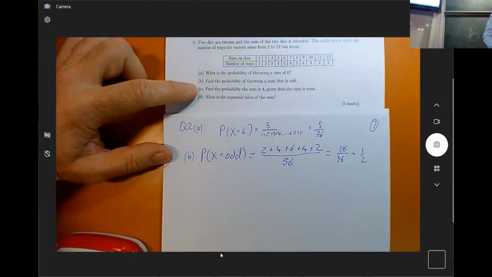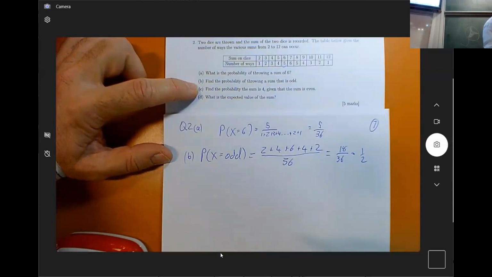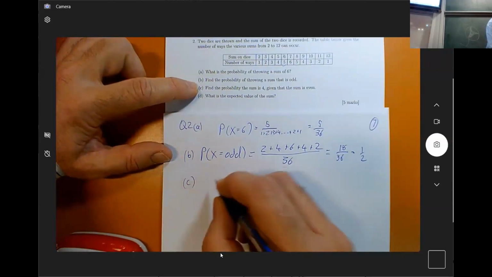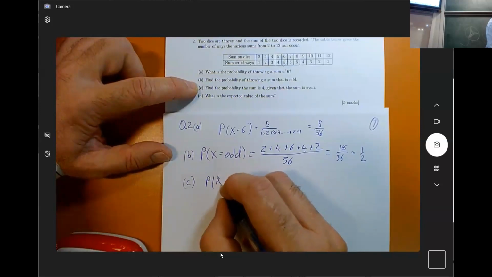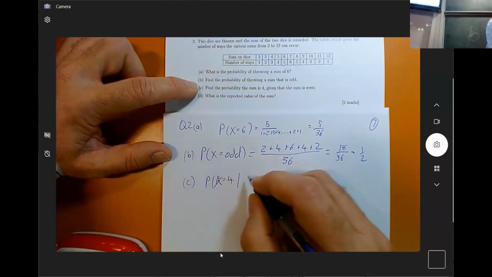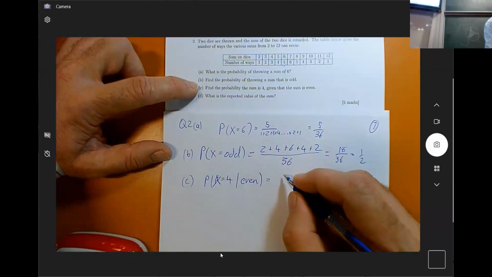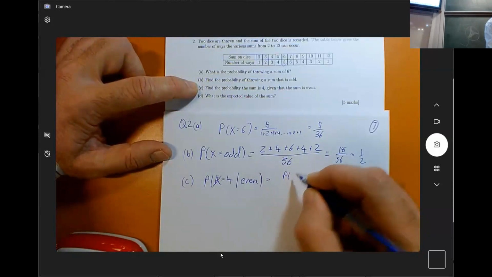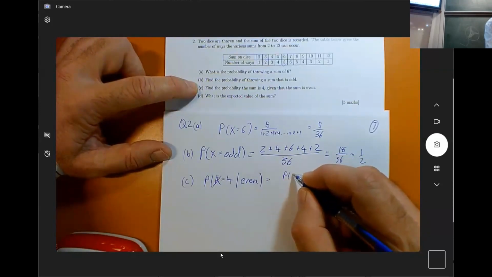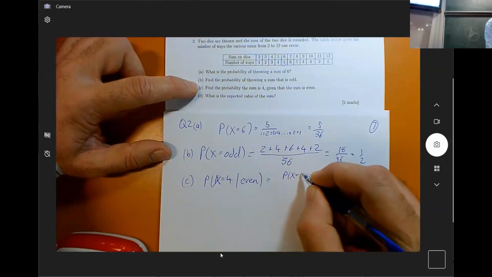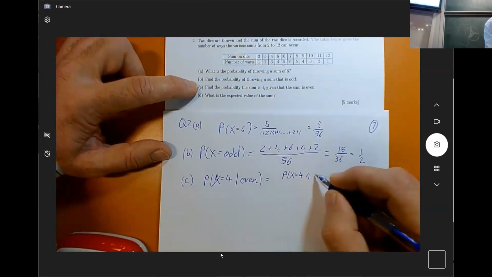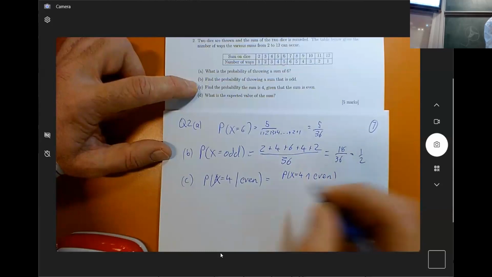Find the probability the sum is 4 given the sum is even. Okay, so part C. We want the probability x equals 4 given even. So that is the probability of x equals 4 and even, divided by the probability of even.